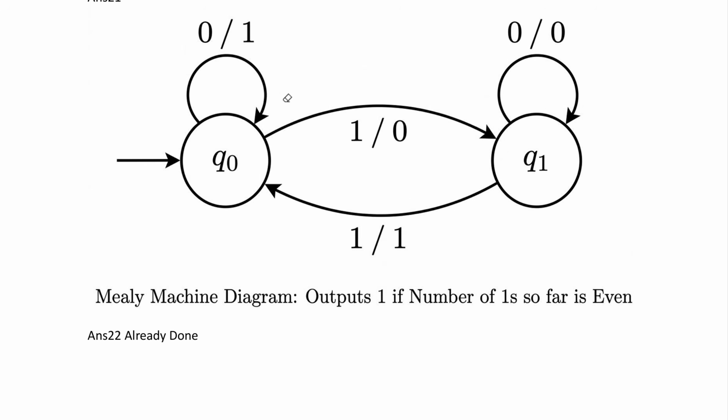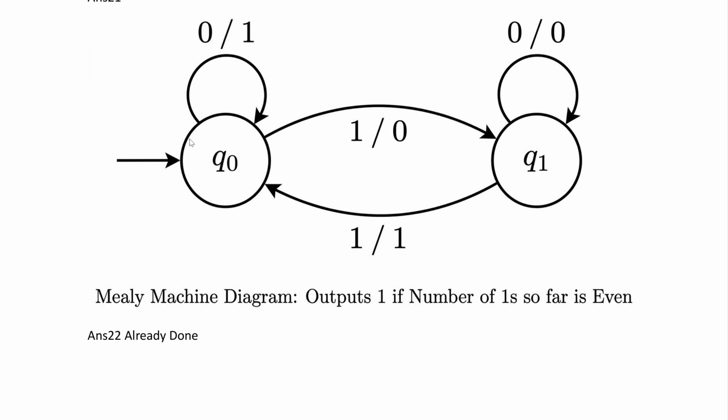I have told you that the output depends on the present state as well as the input. In a Mealy machine, output depends on the present state and input. Here you can see Q0 is the starting or initial state, because it has been shown with an arrow.